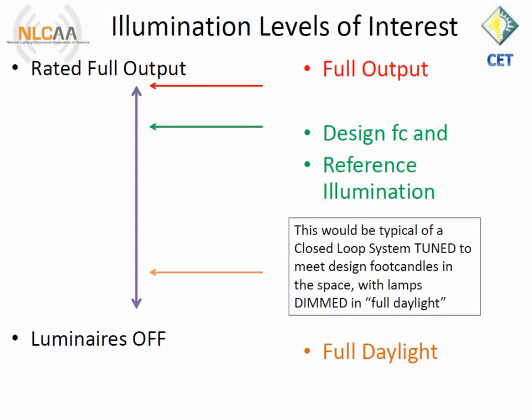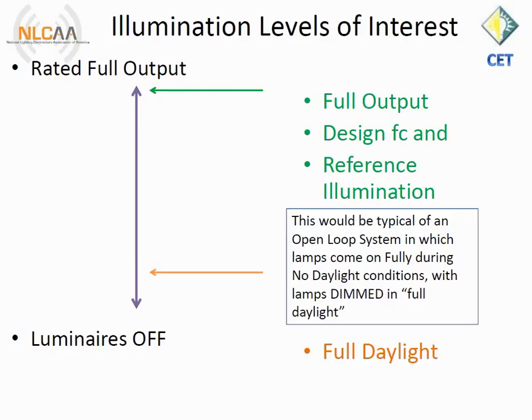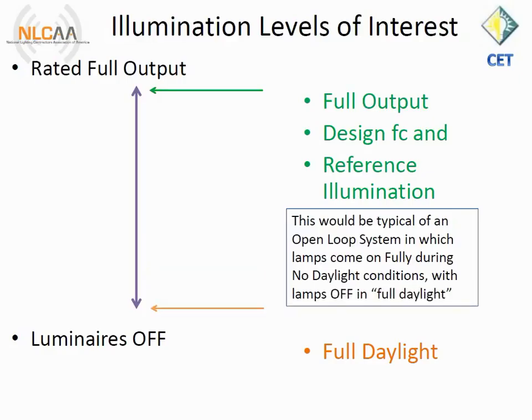Here's a large daylit area with closed loop task tuned continuously dimmed systems, where the design illuminance has been documented. This should be virtually identical to the reference illumination, presumably. Here's a large daylit area with an open loop or closed loop continuously dimmed full output system, where the design illuminance has been documented. This should be relatively identical to the reference illuminance. Here's the same system that puts out the lighting during the full daylight test.